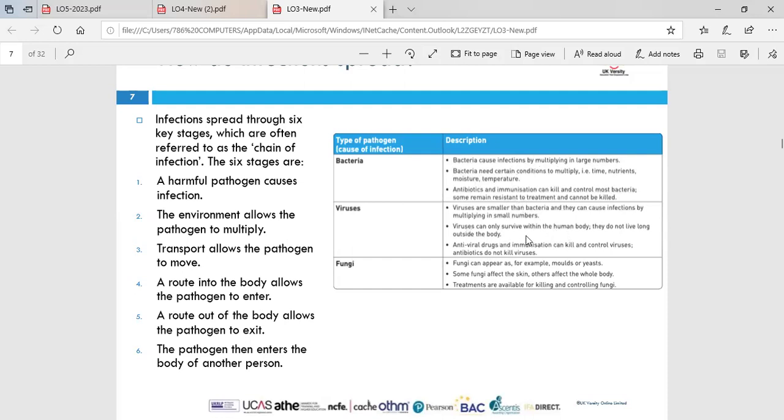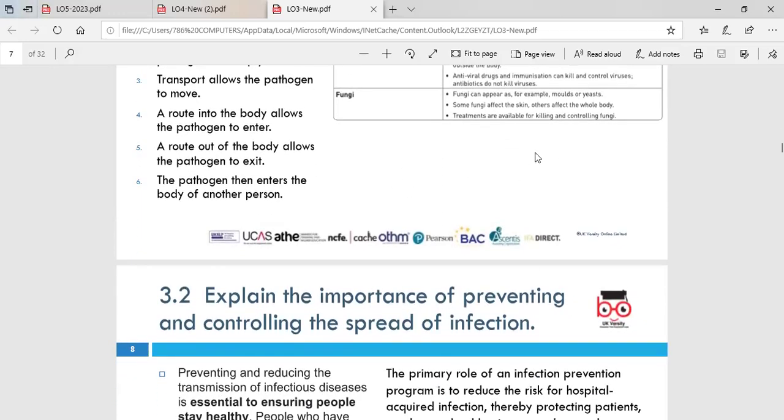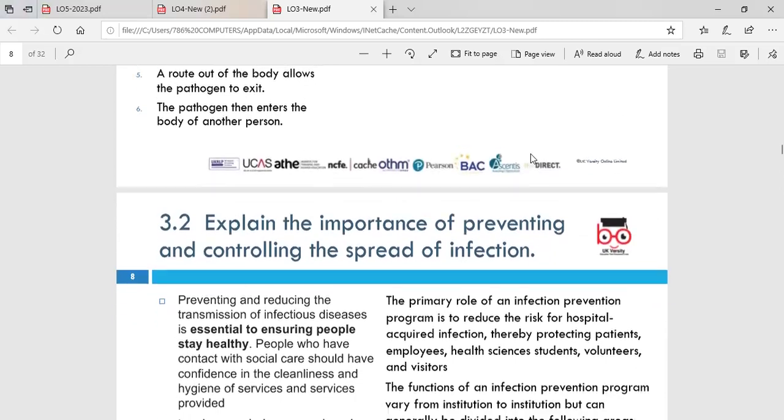Viruses are smaller than bacteria, can only survive within the human body, and do not live long outside. Antiviral drugs and immunization can kill them. Fungi appear as molds or yeast. We've talked about them earlier, and the treatments are available for killing and controlling fungi.